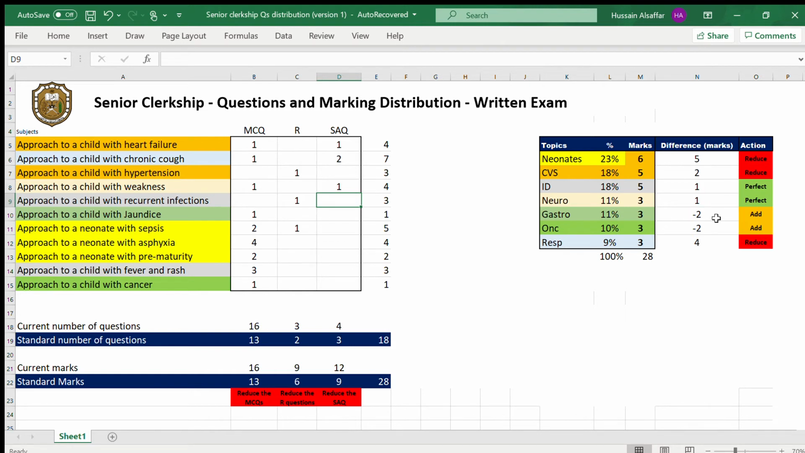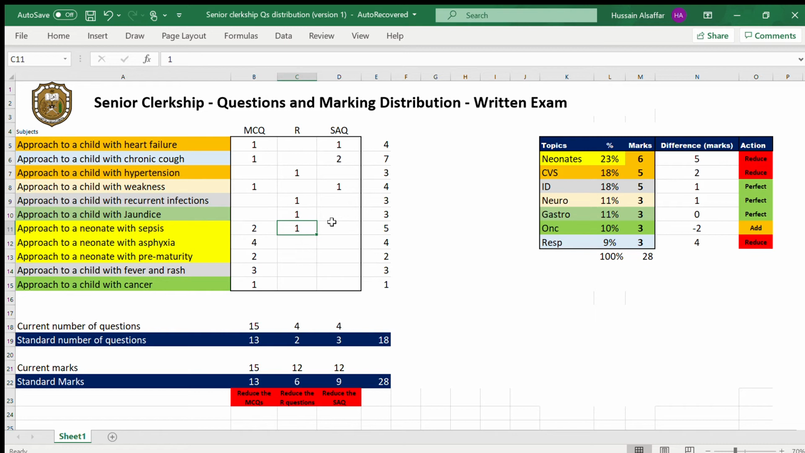For gastro, we are not representing this specialty in the exam, still far away by 2 marks. Similarly for oncology, so we need to replace more questions for gastro and oncology. So coming back here to gastro, the jaundice part, we have here 1 question, so perhaps we can remove this MCQ, so that reduces the number of MCQs there, and we put 1 R type here, and that will cover the gastro. So now we are perfect.